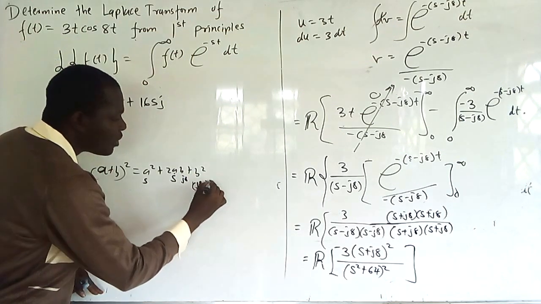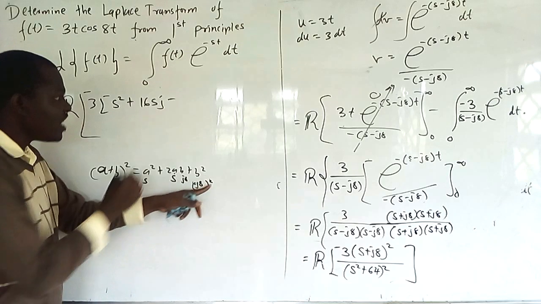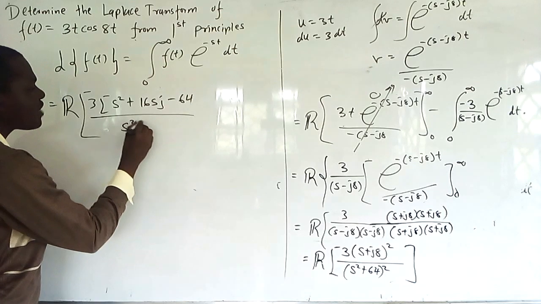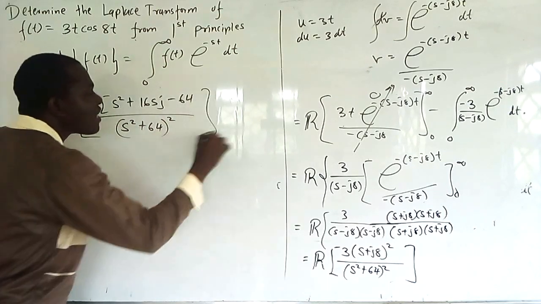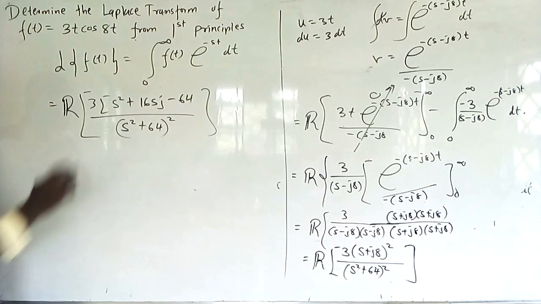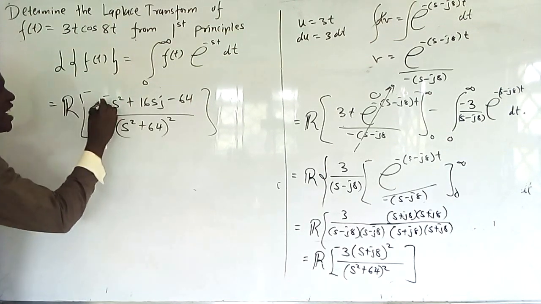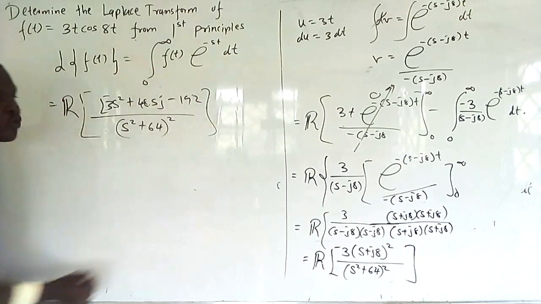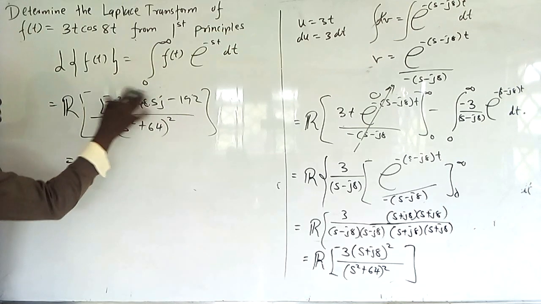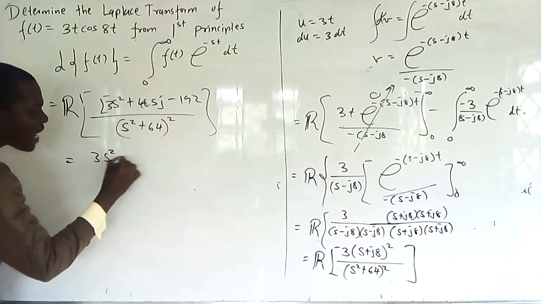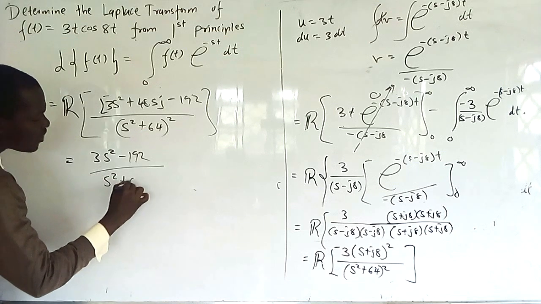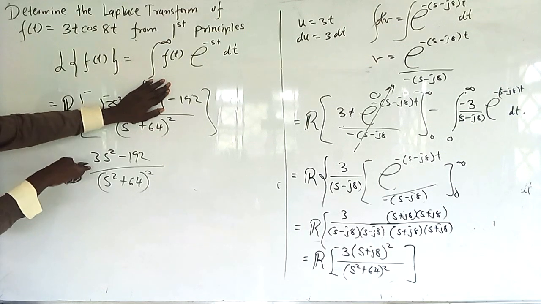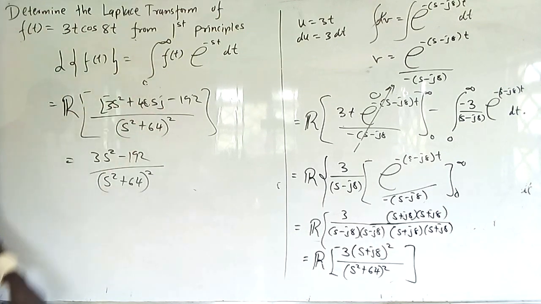Then your b squared, b is j8. So j squared is negative, isn't it? Yeah. Then 8 squared is 64. Over, everything is over s squared plus 64 squared. So the real part, you only collect the real parts. When you take 3 inside, 3 times s squared is 3s squared, 3 times 16 is 48, 3 times 64 is 192. So the real part is the part without j. So if you take the part without j, you are going to remain with 3s squared minus 192 over s squared plus 64 squared. Meaning if you set aside this imaginary part, what is left is the real, because they are sharing the common denominator.